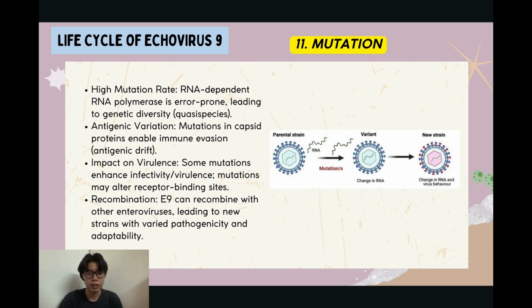For instance, a mutation that changes the viral receptor binding sites may increase the virus's ability to infect cells or avoid neutralization by antibodies. In addition to point mutation, E9 can also undergo recombination with other enteroviruses. This process occurs when two different viral genomes co-infect the same host cell, leading to the exchange of genetic material and the creation of new viral strains with varied pathogenicity, host range, and antigenicity. Recombination plays a specific role in the evolution of enteroviruses, contributing to their genetic diversity and adaptability.